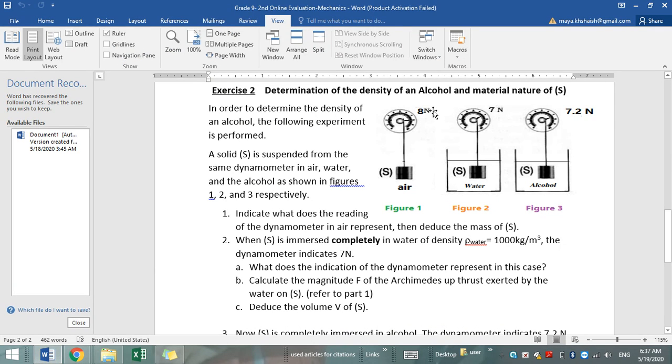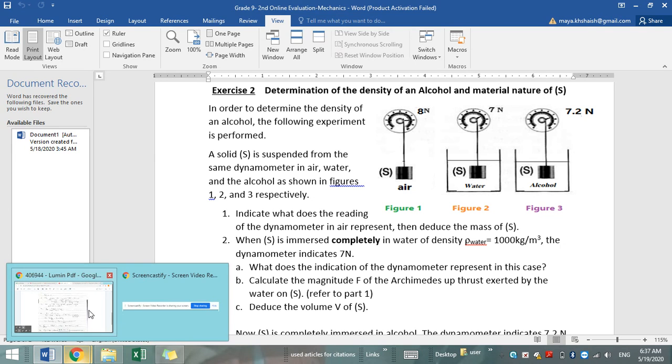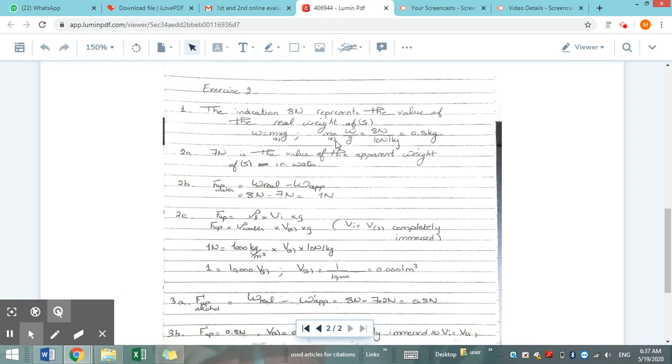So now we have that the real weight is 18 Newton according to the relation W equal M times G. M is equal to W over G. 18 Newton over 10 Newton per kilograms is 0.8 kilograms.